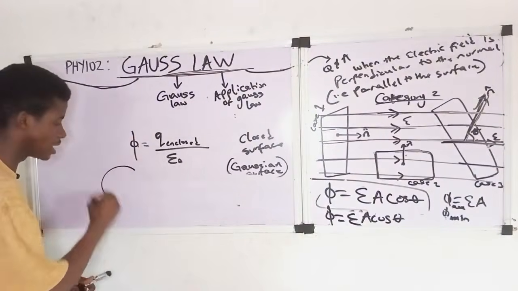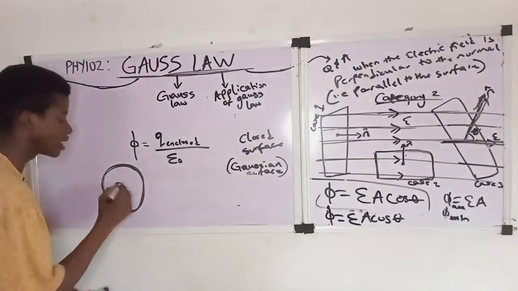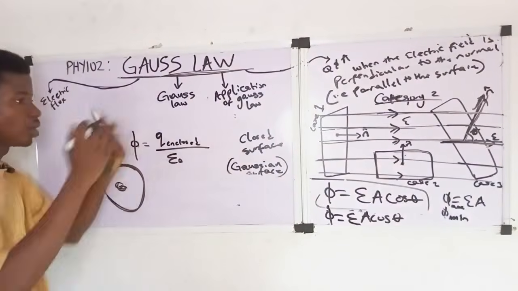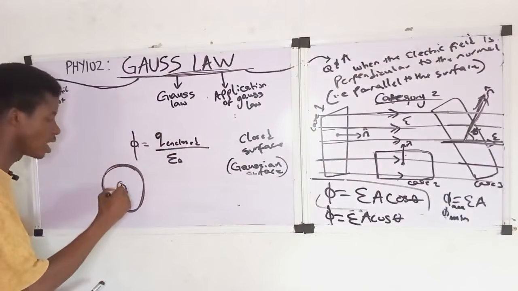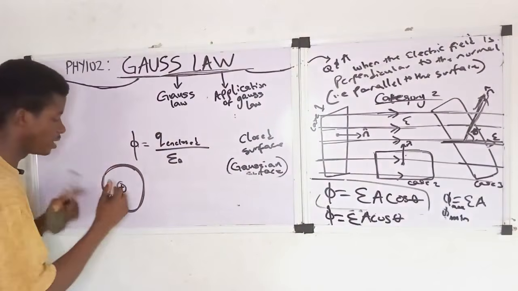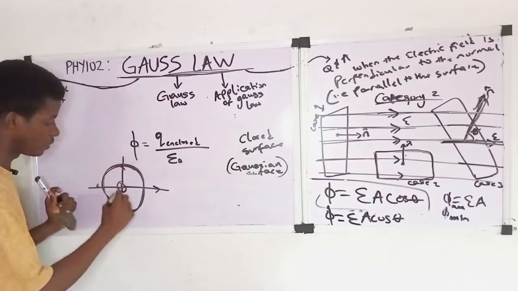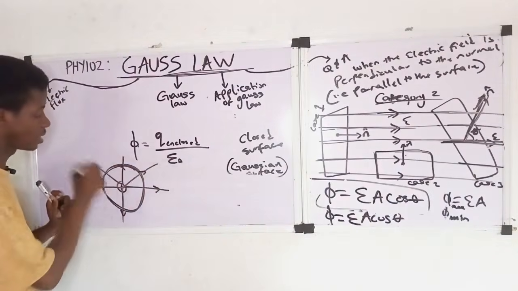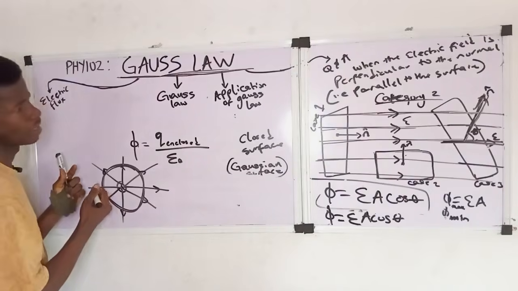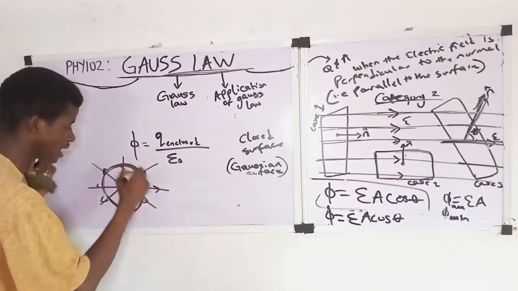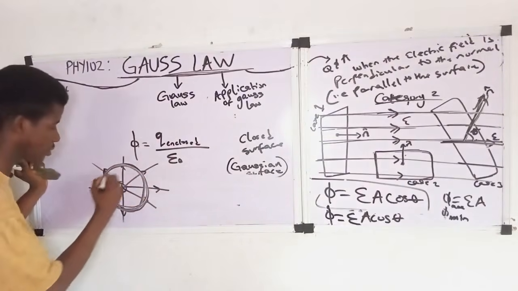Now, let's say this is a Gaussian surface. Now let's say this is a charge. A Gaussian surface is a closed surface. So what is Gauss's law telling us? Gauss's law is telling us that the total electric flux passing through a Gaussian surface, a closed symmetrical surface.